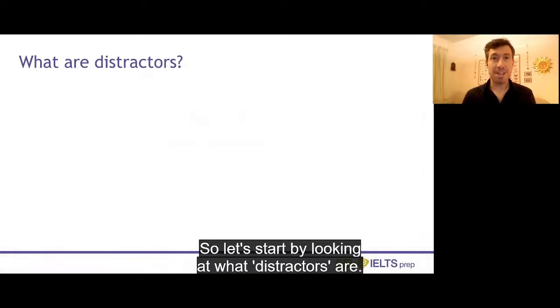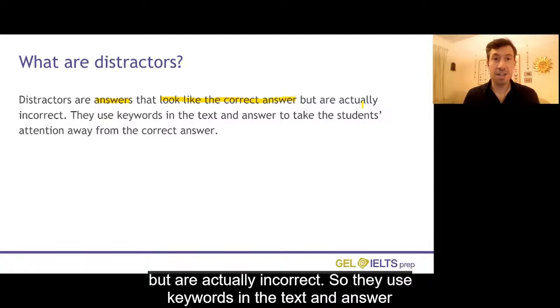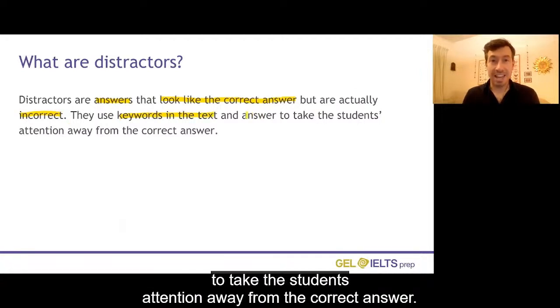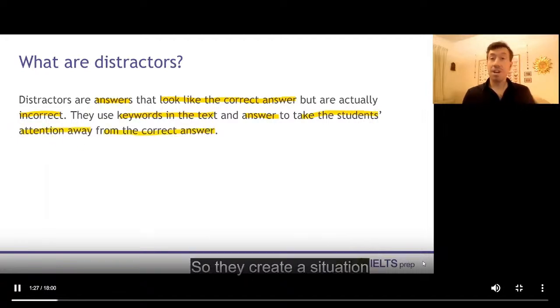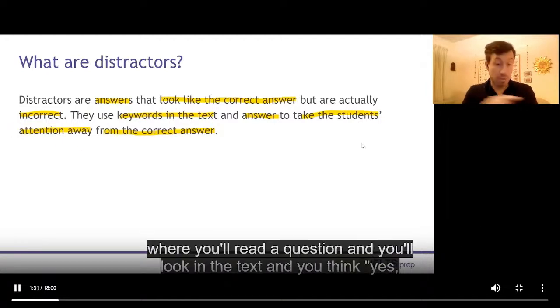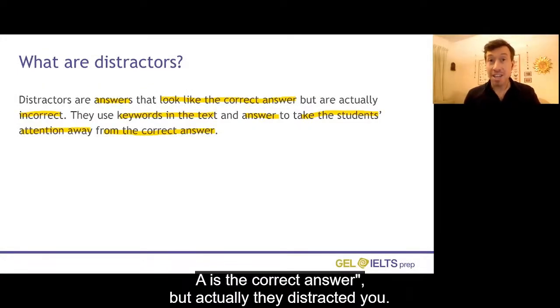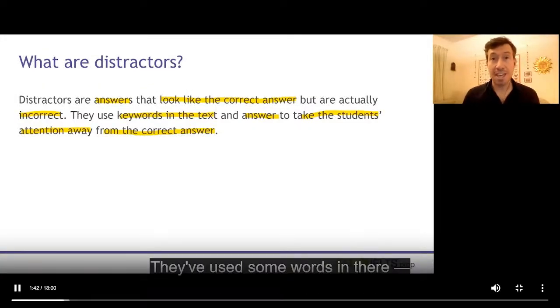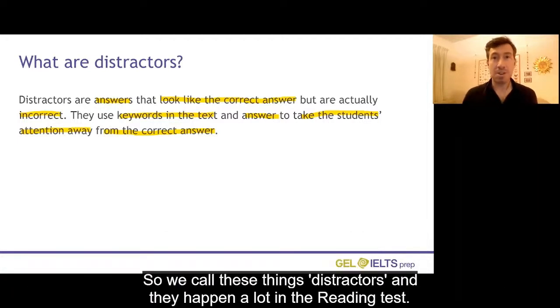So let's start by looking at what distractors are. Well, distractors are answers that look like the correct answer, but are actually incorrect. They use keywords in the text and answer to take the student's attention away from the correct answer. So they create a situation where you'll read a question and look in the text and think, yes, A is the correct answer, but actually they distracted you. They've used some words in there. Maybe it's the same word in the text and the answer, and you think that's the correct answer, but they distracted you in this way. So we call these things distractors, and they happen a lot in the reading test.